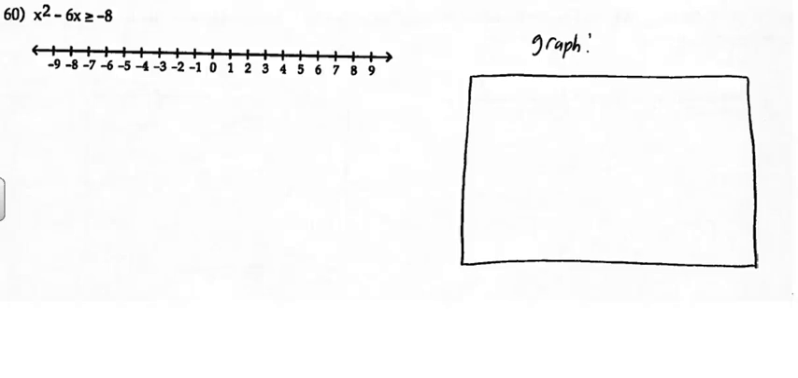Calc Review Solutions number 60. Solve the quadratic inequality and graph the solution set on a number line. Express the solution set in interval notation. So we have x squared minus 6x is greater than or equal to negative 8.